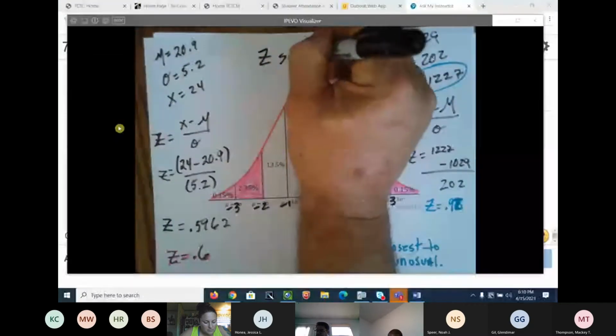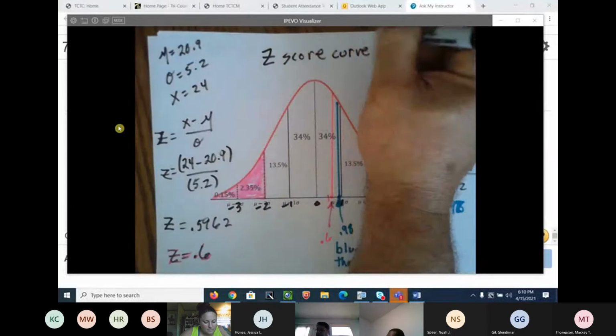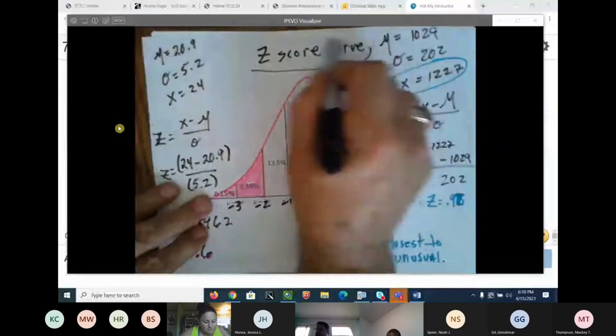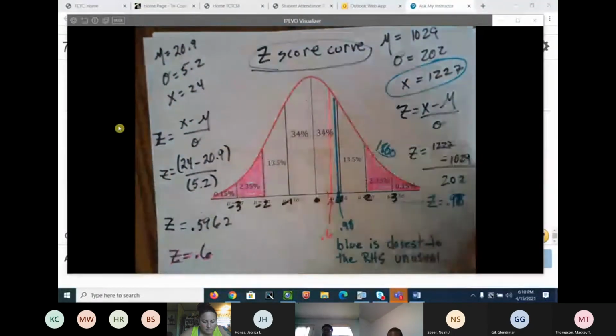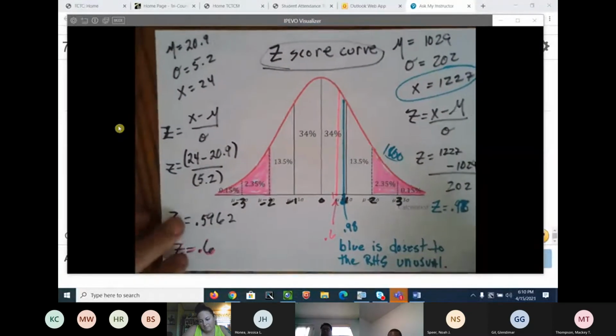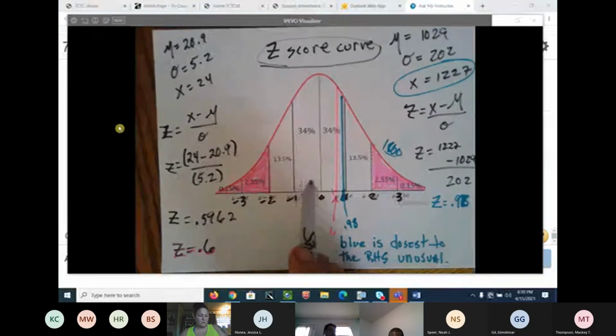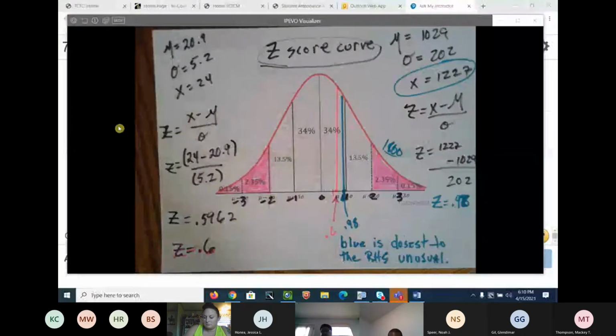Z-score curve. You go to the z-score curve when you have 2 test scores. Now, I can tell you right now what kind of question might be on the test. If it's not test scores, it's going to be your economics grade versus your psychology grade. So you might want to write that down. That's the way you do this.